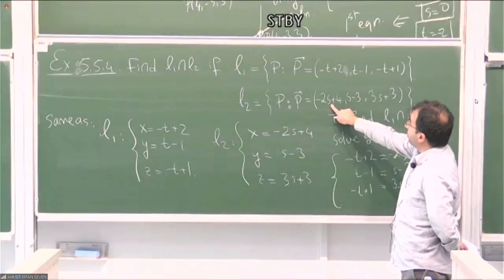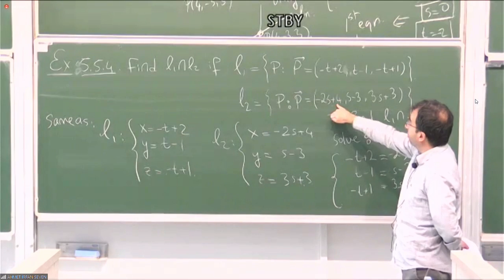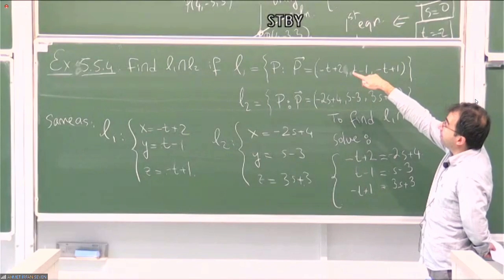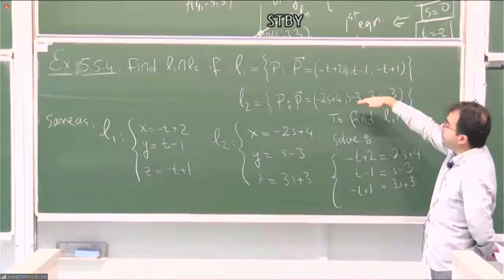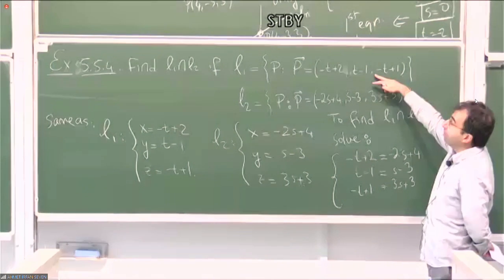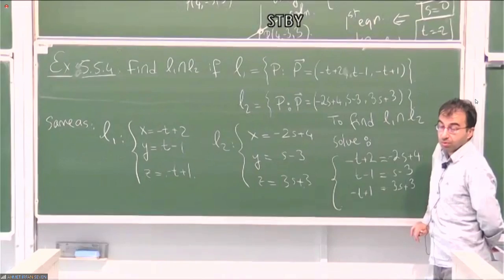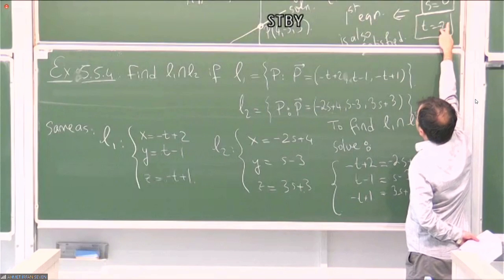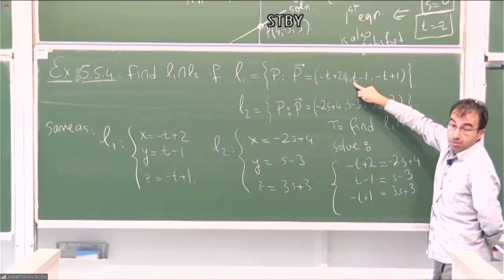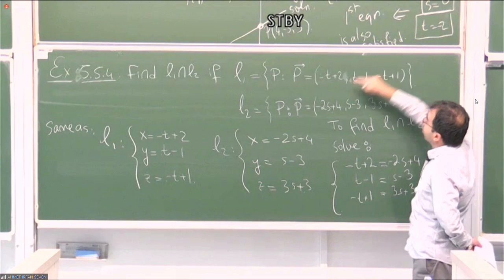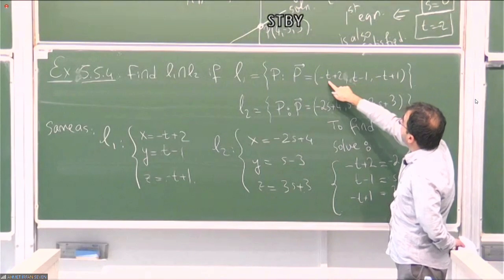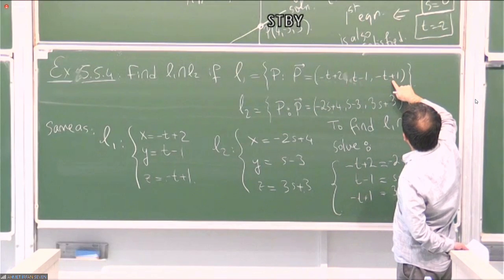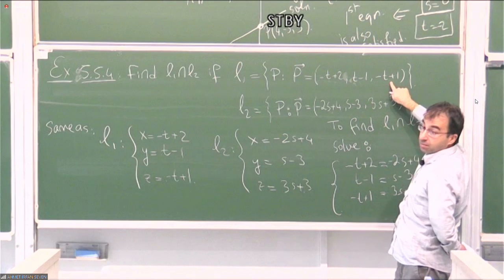So when s is equal to 0, I put s equals 0 in here. So I get 4, minus 3, 3. Then this would be the point which is on L2, and also on L1. So it will be the intersection point. If you like, if you put t equals minus 2 in here, you will get the same point. So let's put t equals minus 2. We will get minus 2 plus 2, again 4, minus 3, and 3. We get the same point.